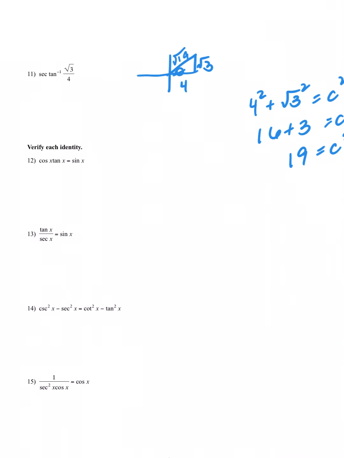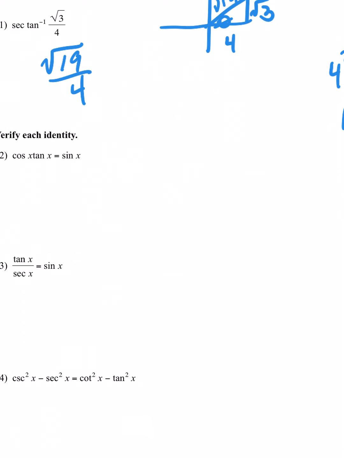And then the secant is the reciprocal of cosine. The cosine would be 4 over √19. So the secant would be √19 over 4. The next section, we're verifying identities.